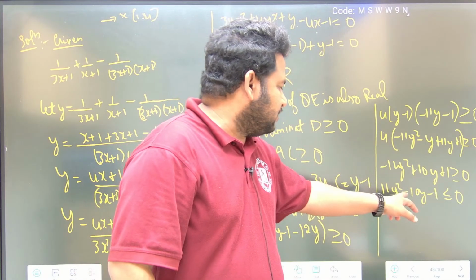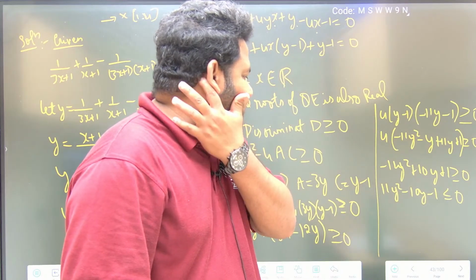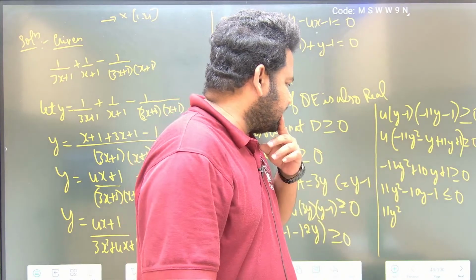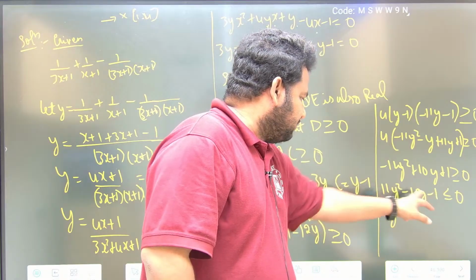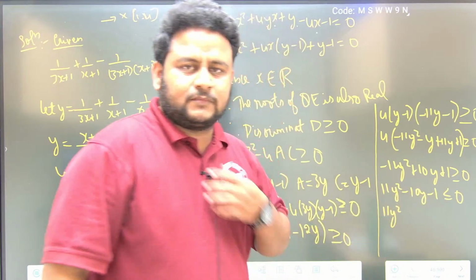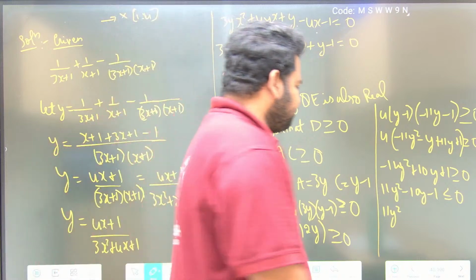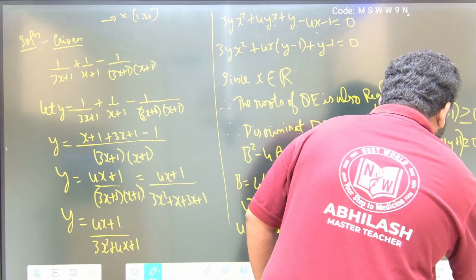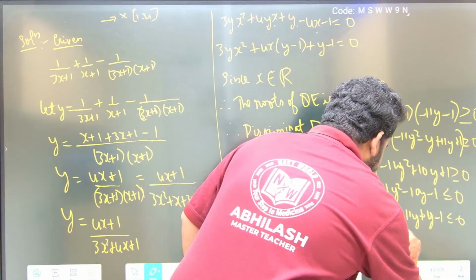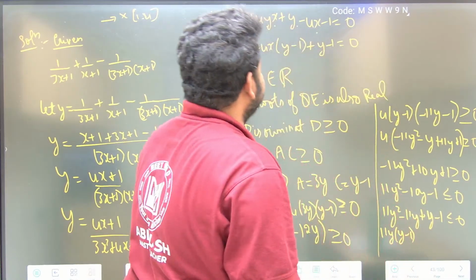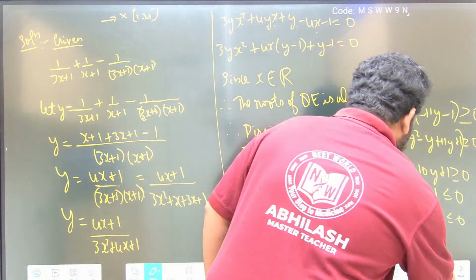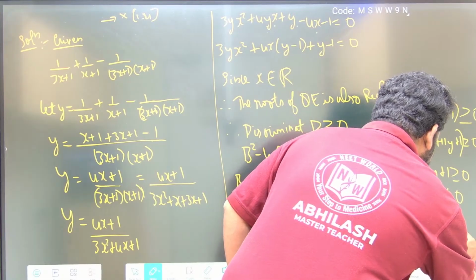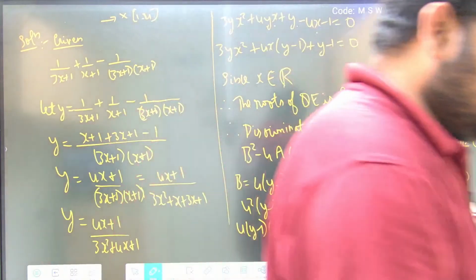Now 11y square minus 10y minus 1. So what I can write, friends? I can write this as 11y square, minus 11, correct na? I should get minus 11. So minus 11, if I want, I can write this as minus 11y plus 1y minus 1 is less than or equal to 0. I can take 11y common, 11y into y minus 1, plus y minus 1 is less than or equal to 0. Correct na? This is what I am getting.